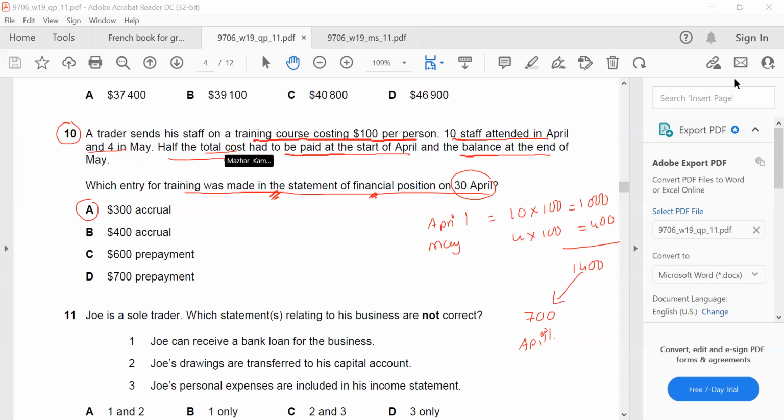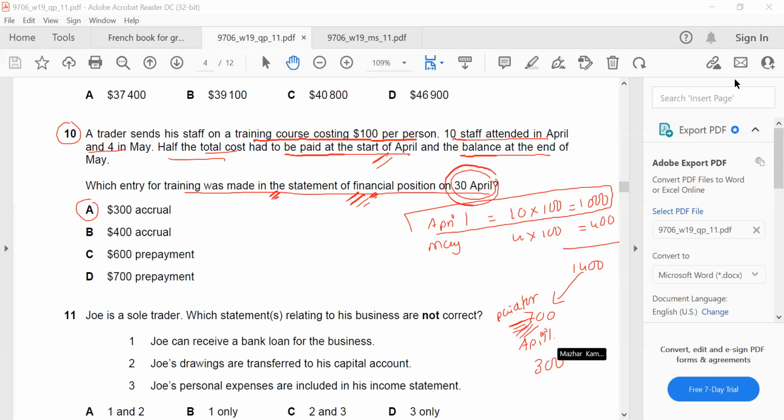Half of the total cost has to be paid at the start of April. So I want to know in the statement of financial position on 30th April, that is for the month of April, how much would go? So for April, what is your expense? 1,000. How much have you paid for April? 700. Okay, so what would be outstanding for April? 300. So it would be 300 accrual.